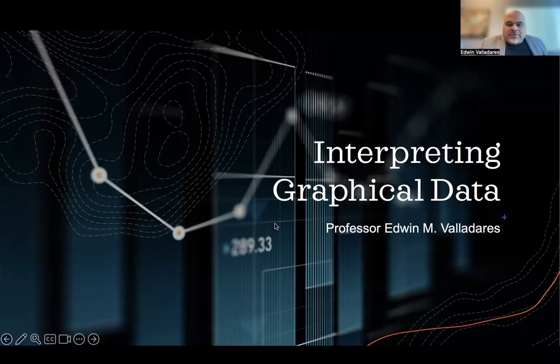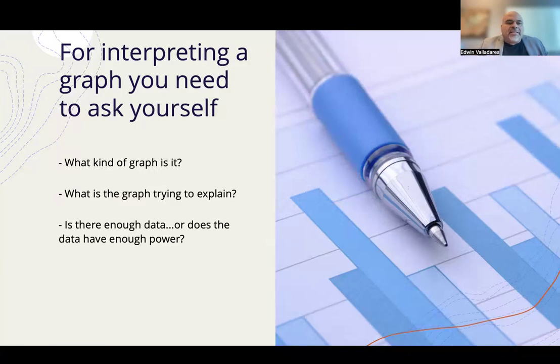Okay. So, first of all, we're going to look at what you have to ask yourself. What you have to ask yourself is what kind of graph is it? We're going to go into a couple of basic graphs. And what is the graph trying to explain? You have to understand what the purpose is so you can start to understand where the data is going.